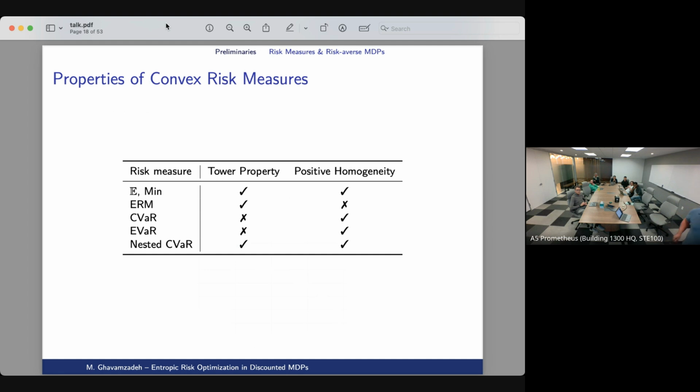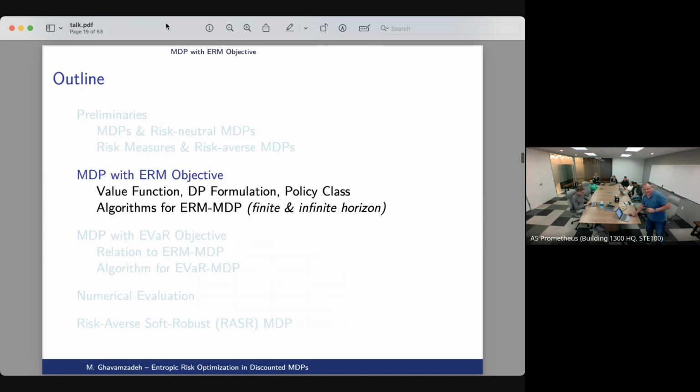So now, let's go to the Tower property and positive homogeneity. These are two very important properties for writing the Bellman equation. Expectation, nested CVaR, and minimization. For those of you who are familiar with min-max or robust problems, the min also plays a role, but forget about that. Expectation and nested CVaR have both properties, and this is why you can write a very nice Bellman equation for them. But the others, like ERM, CVaR, and EVaR, either have the Tower property or the positive homogeneity. Therefore, you cannot write a very nice Bellman equation for them and solve them. So that's just a summary of these properties.